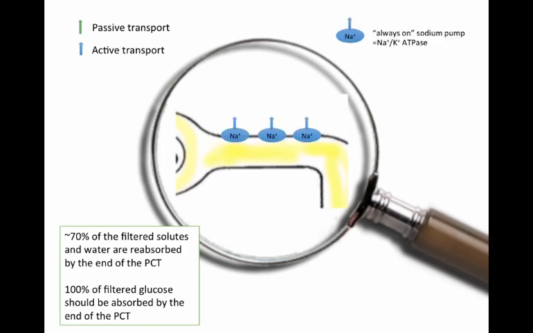So the process of reabsorbing solutes, of course, is a property of what kind of proteins are in the membrane. And the first one that we're going to talk about is what we're going to refer to as an always-on sodium pump. So this is basically a sodium-potassium ATPase protein that is constantly using up lots of ATP to pump sodium out of the filtrate.